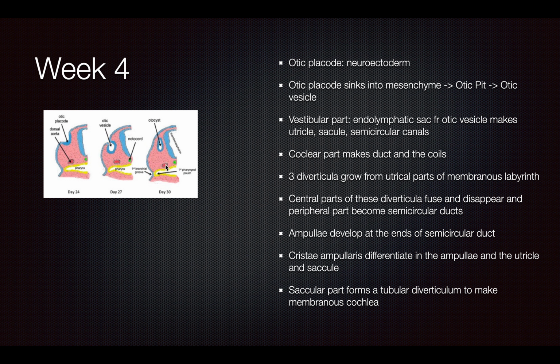Ampulla will form from the ends of the semicircular duct, and the cristae ampullaris will differentiate in the ampullae and the utricle and the saccule. The saccule part will form a tubular diverticulum, and that makes the membranous cochlea.